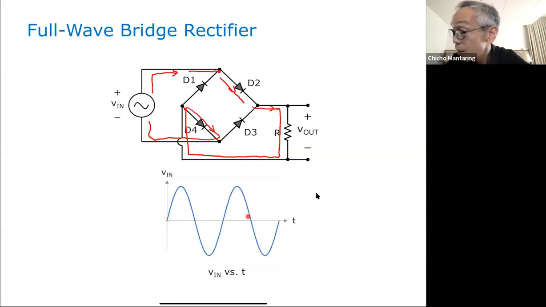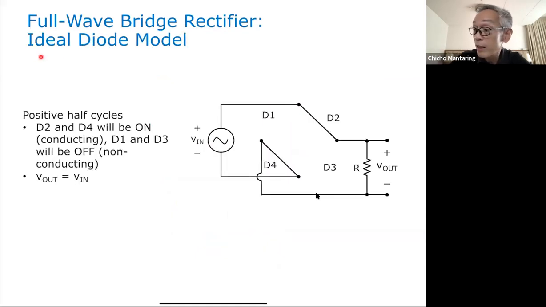during the positive half cycle, what are the diodes that will be conducting? Your diodes that will be conducting will be D2 and D4. And if we are using the ideal model, then D2 and D4 will just be equivalent to short circuits. Therefore, what will be the value of V out? Pag tinignan niyo yung V out, yung positive ng V out na nakakabit sa positive ng V in, yung negative ng V out na nakakabit sa negative ng V in. In other words, V out will just be equal to V in. That is during the positive half cycle.